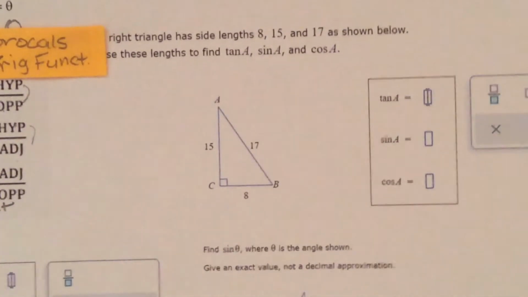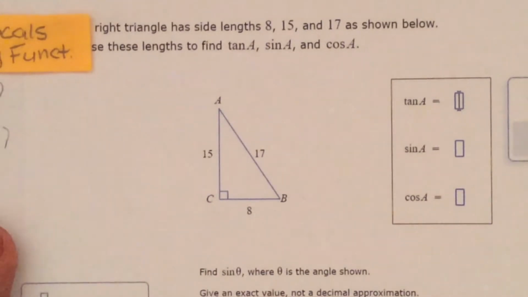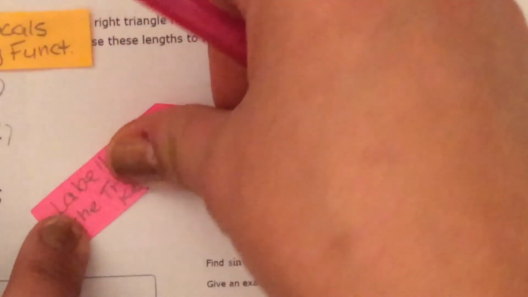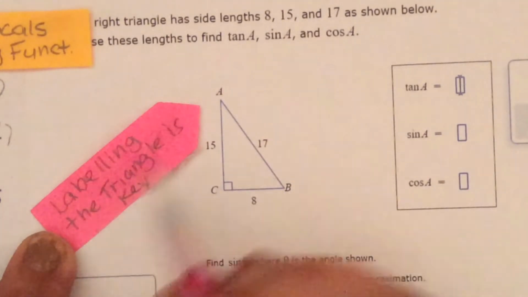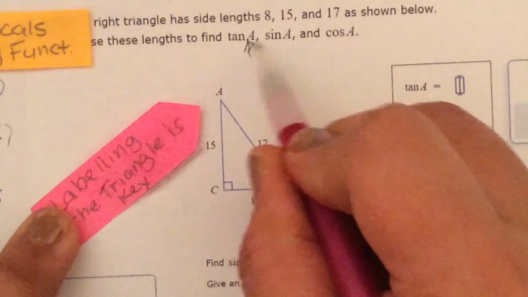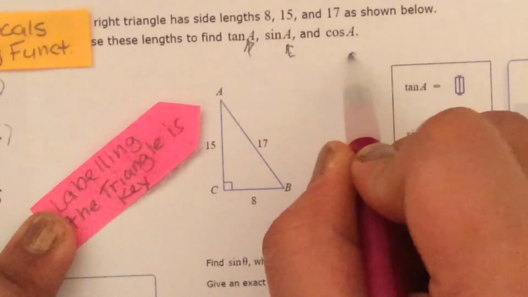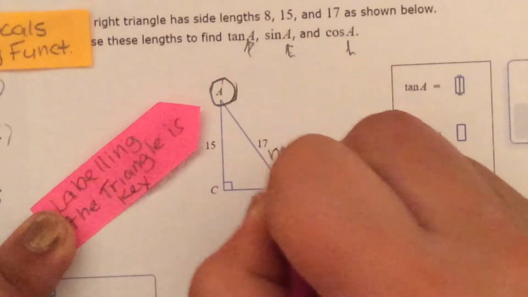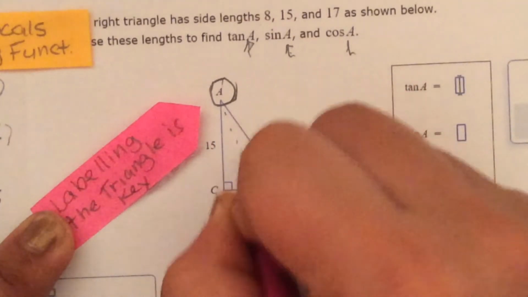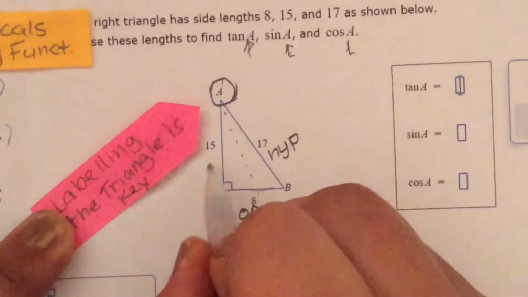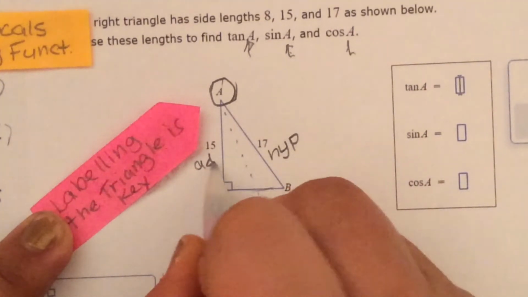Okay, so now we're going to use these trig ratios to do this. Now, it is key. It is fundamental that you guys label the triangle first. Labeling the triangle is key. So we want to find the tangent and the sine and the cosine of angle A. So we are focusing on this angle. This is the hypotenuse. This side way over here is the opposite because it's on the other side of angle A. And this is right next to it, so that means adjacent.